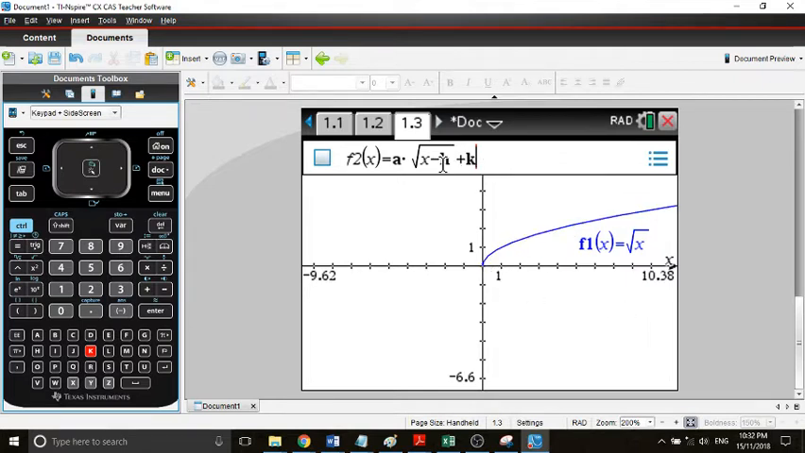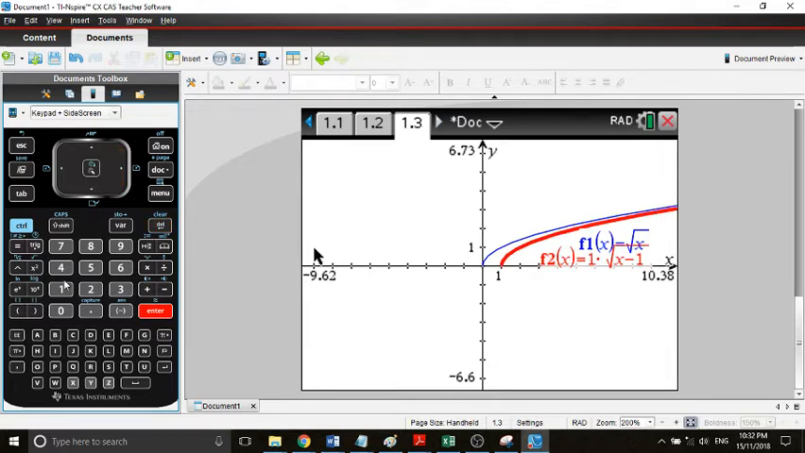h controls the x-coordinate of the endpoint. So if it's negative h, it's going to end up somewhere over here. If it's positive h, it's going to go this way. k is the y-coordinate of the endpoint. So if it's positive k, it's going to be up here. Negative k, it's going to be down here. Let's have a look at this in action. So we can have 1 times the square root of x minus 1 plus, well, we won't do anything, we'll just leave it 1 minus 1. So there you see that the endpoint has now been shifted across to 1.